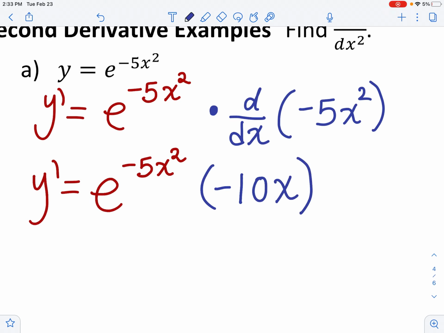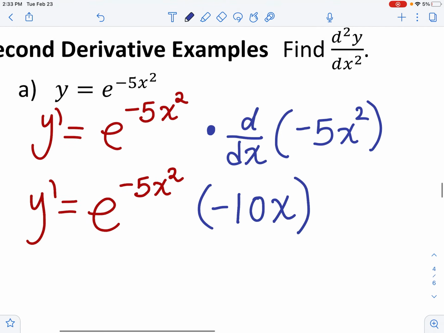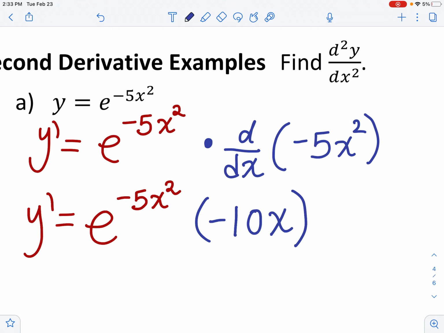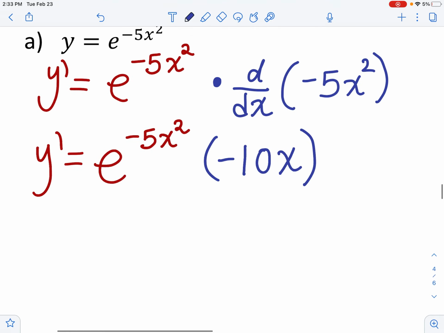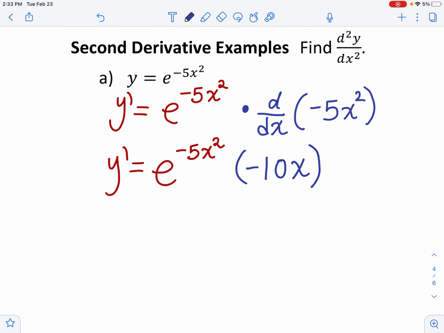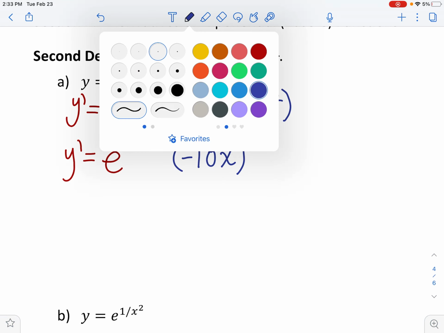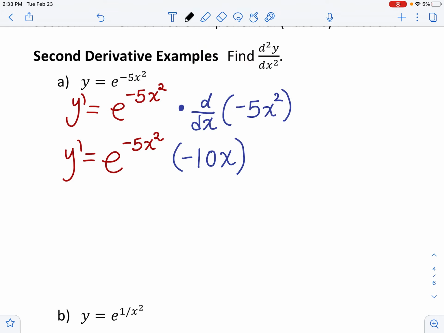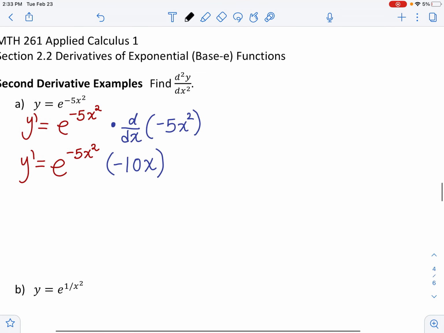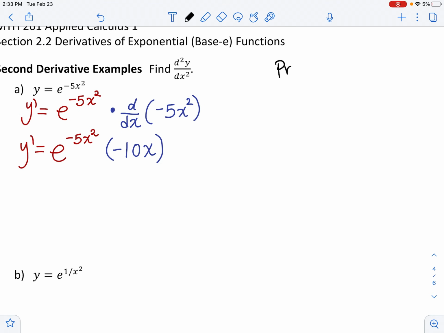Okay, negative 10x. Now we're done with the first derivative, but they want us to find the second derivative. So now we need to take the derivative of this, which is a product, as you can see. We're multiplying the red by the blue. So I'm going to go ahead and set up the product rule work up here. Product rule.